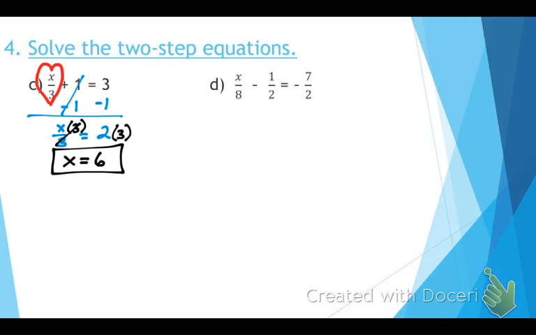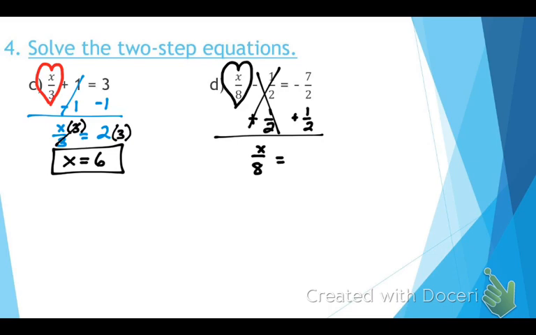This next problem, there are 2 separate ways you can solve it, okay? So first thing you could do, we know that this guy right here is best friends. So now I have to get rid of minus 1/2. Class, how do I get rid of a minus 1/2? You add a half. Okay, so this right here will cancel out. What am I left with on the left side? x divided by 8 equals, now look over here.